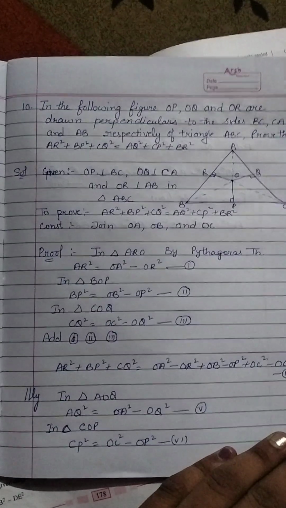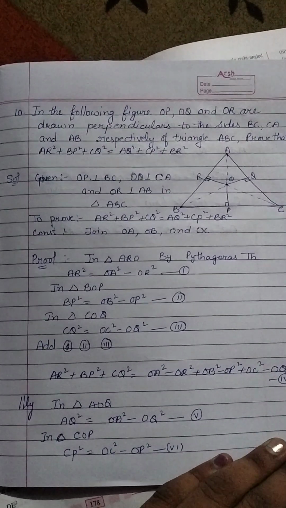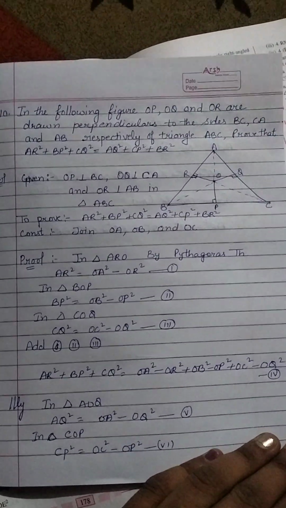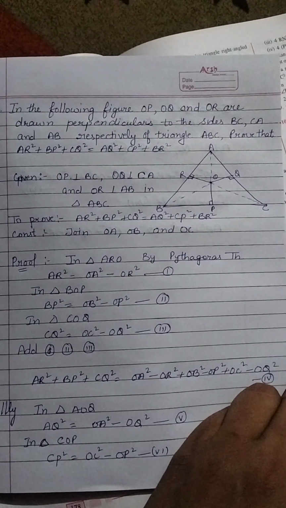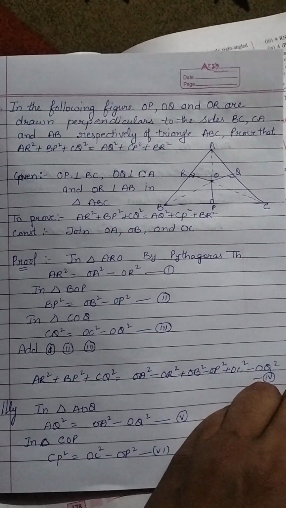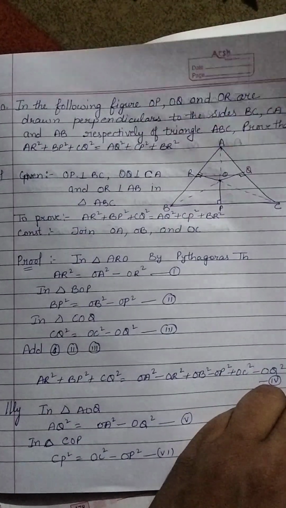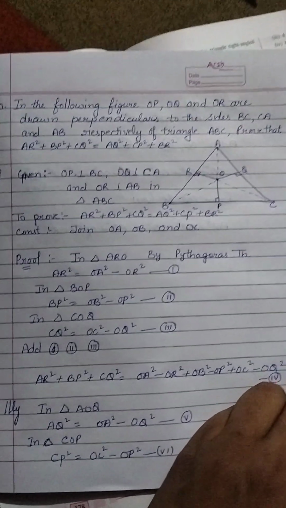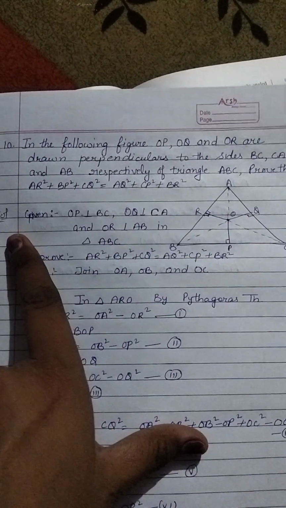Now the 10th question is: in the following figure, OP, OQ and OR are drawn perpendicular to the sides BC, CA and AB respectively of triangle ABC. Prove that AR square plus BP square plus CQ square is equal to AQ square plus CP square plus BR square.